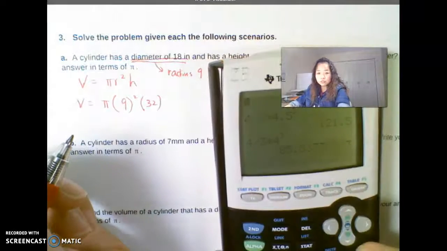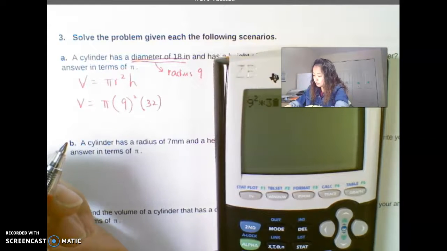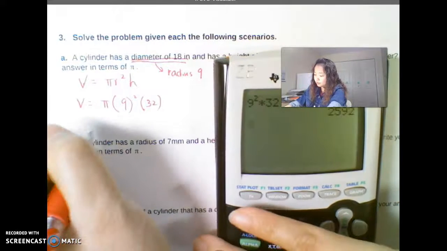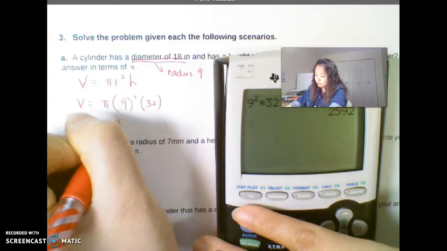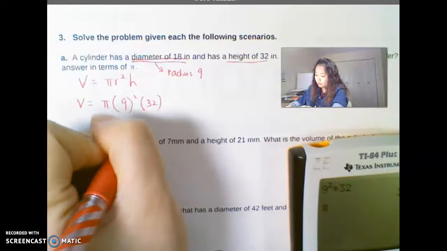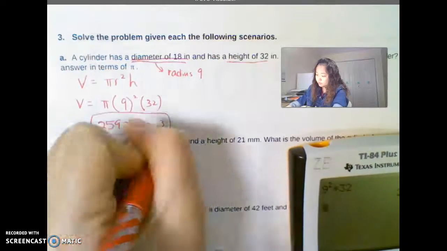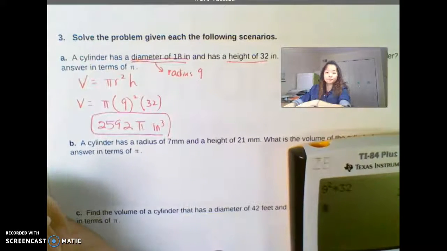I am telling you, this has got to be the easiest skills check ever. 9 squared times 32, 2,592. 2,592. Oh, don't forget the pi. Unit, inch cubed. There you go. That's it.